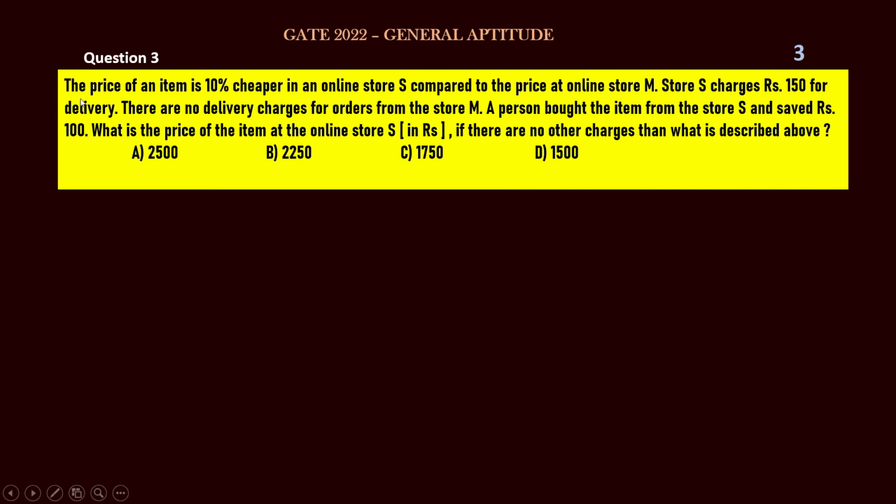I'll read the question. The price of an item is 10% cheaper in an online store S as compared to the price at online store M. Store S charges rupees 150 for delivery. There are no delivery charges for orders from store M. The person bought the item from store S and saved rupees 100. What is the price of the item at the online store S in rupees?